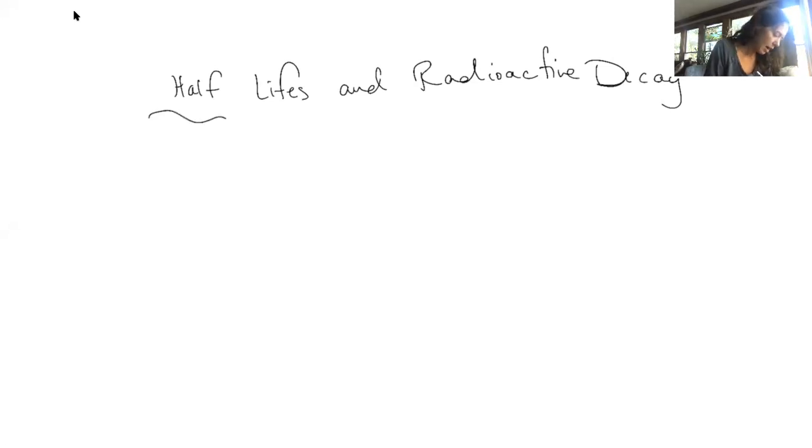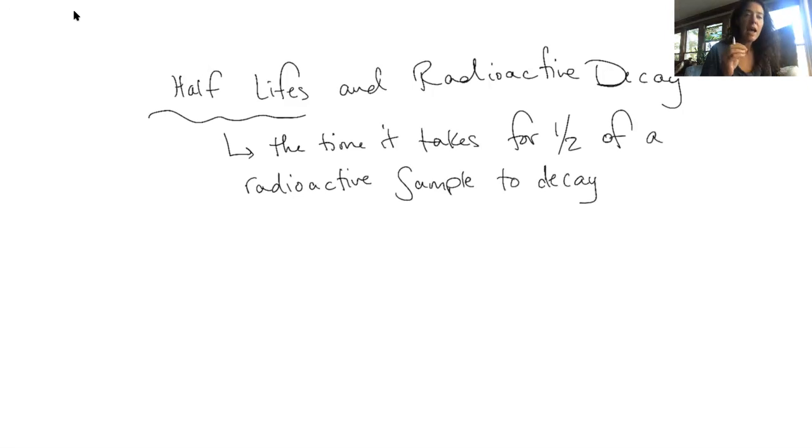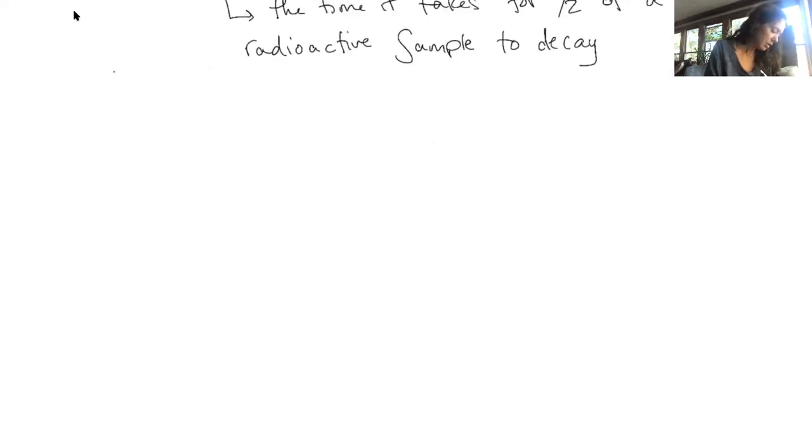Now, what is a half-life? It is the time it takes for half of a radioactive sample or isotope to decay. Half of it decays in a certain amount of time. That time is called the half-life. All unstable substances that decay have their own individual half-life. We could look at something like this.